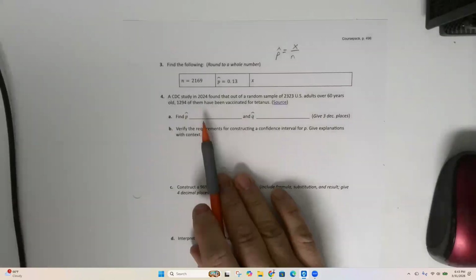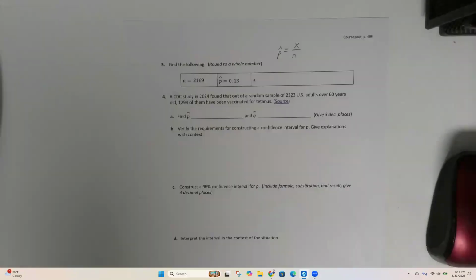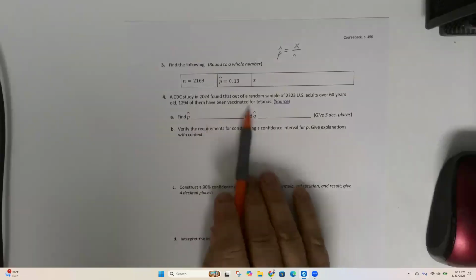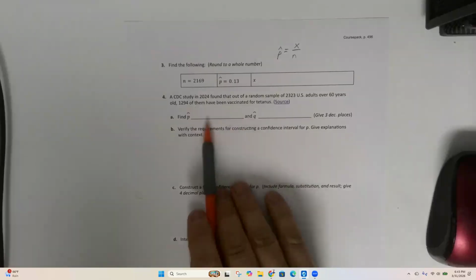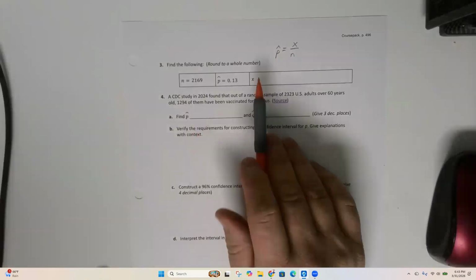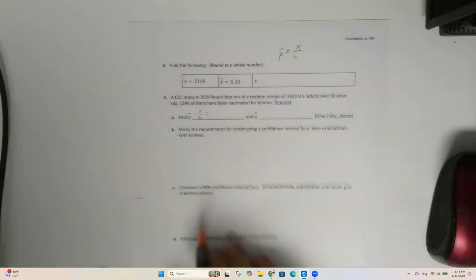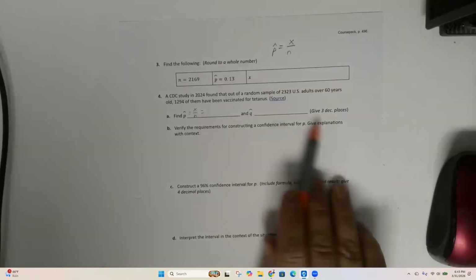All right, question number 4. A CDC study in 2024 found that in a random sample of 2,000 US adults over 60 years old, 1,200 of them have been vaccinated for tetanus. Find p hat, q hat. So same thing. P hat is x over n, okay? And then you can find your q, all right?